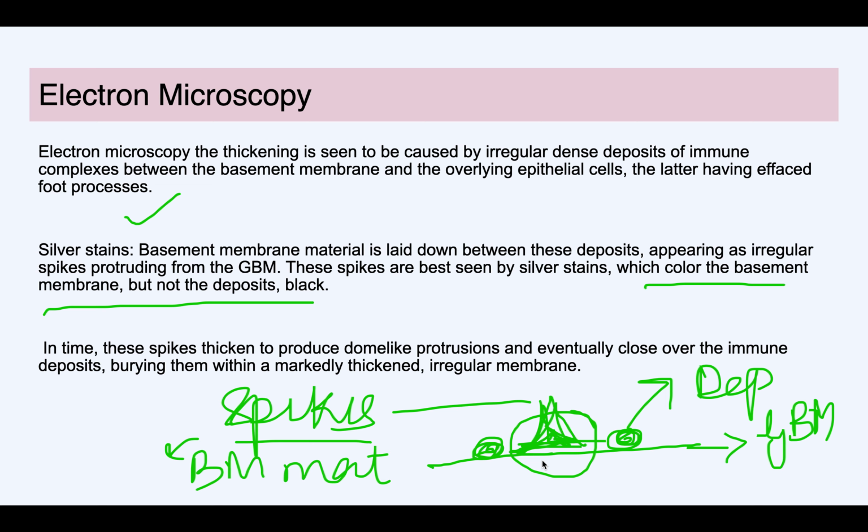So basement membrane material is laid between the deposits, which appears as a spike, and further with time the spikes become very thickened and they join, they form domes, and they lead to the formation of a thickened irregular membrane, and they will just bury the deposits inside. And on electron microscopy also, what you will see is irregular dense deposits of the immune complexes. So this is the silver stain. On silver stain you will see the irregular spikes will be present.